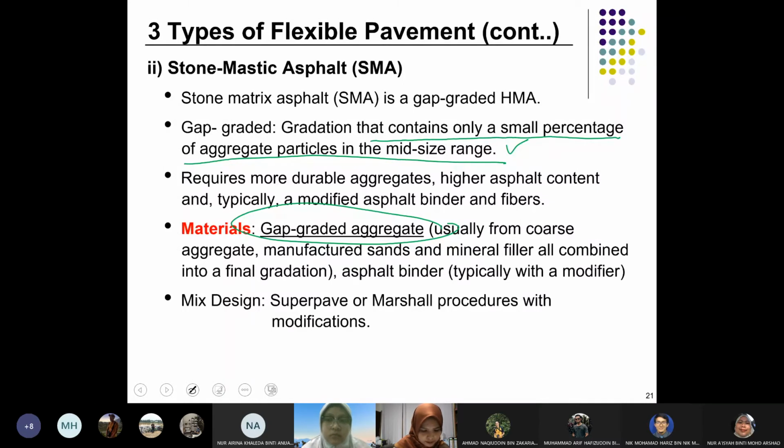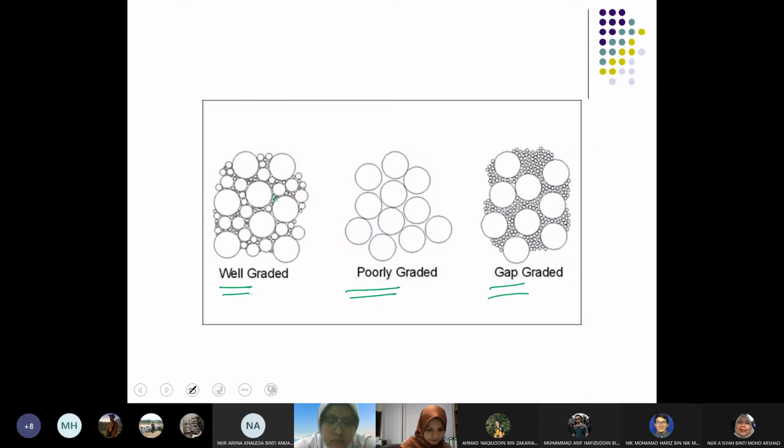Moderate higher spark content. Okay. Filler all combined into a finer gradation, a spark binder, typically with a modifier. So dia akan letak modifier di situ. Superpave or Marshall procedure with modifications. So Marshall ni adalah kaedah kita buat mixture kita punya sample. Okay, this is poor. Poor lagi teruk lah, hanya satu jenis, satu size saja diguna.